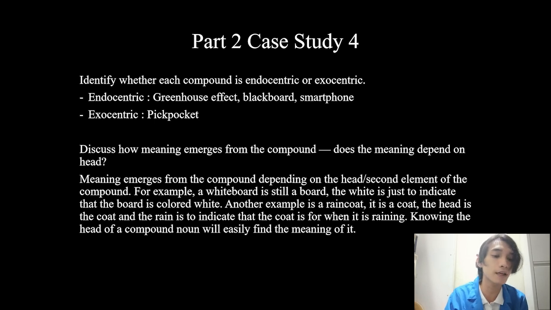Discuss how meaning emerges from the compound. Does the meaning depend on the head? Meaning emerges from the compound depending on the head, or second element, of the compound. For example, a whiteboard is still a board. The white is just to indicate that the board is colored white. Another example is a raincoat. It is a coat. The head is the coat and the rain is to indicate that the coat is for when it is raining. Knowing the head of the compound noun, we easily find the meaning of it.